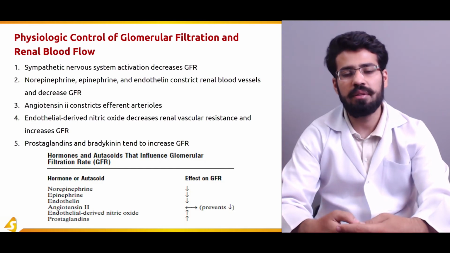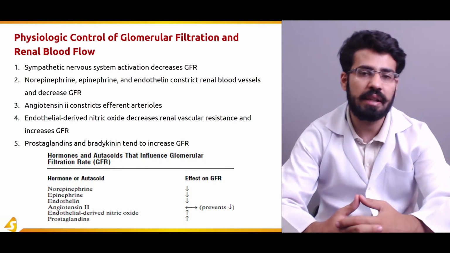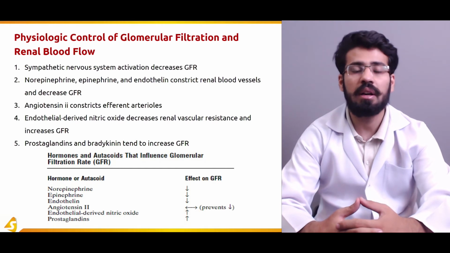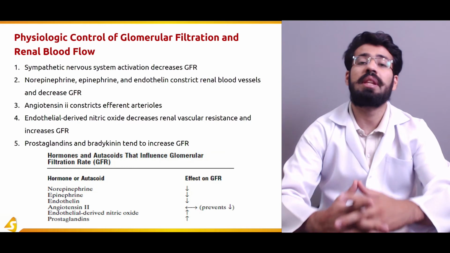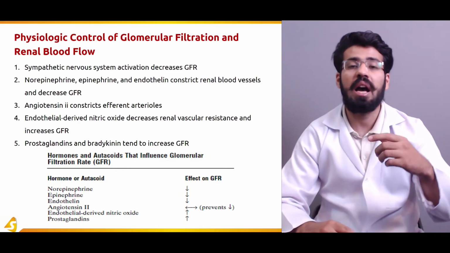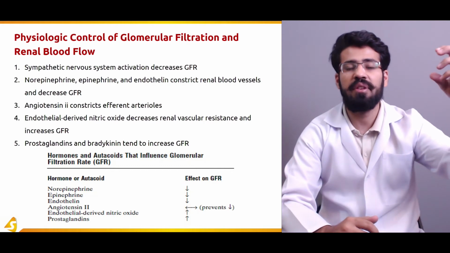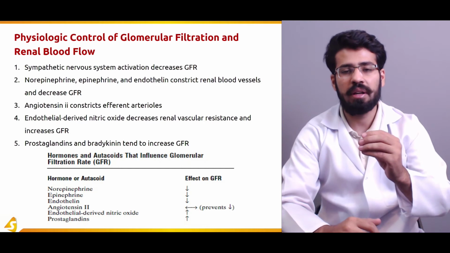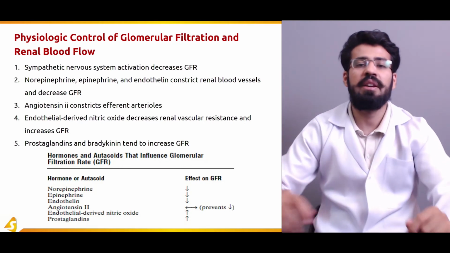The angiotensin II system we are going to discuss in detail in the coming slide. Of course, it causes the constriction of the efferent arterioles that are present after the glomerular capillaries. So basically we have afferent arterioles moving into the glomerular capillaries, and the glomerular capillaries, when moving out, form the efferent arterioles.